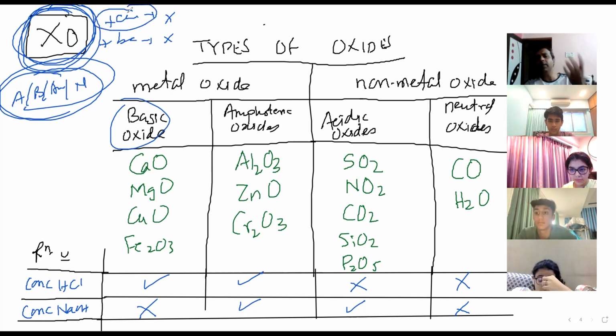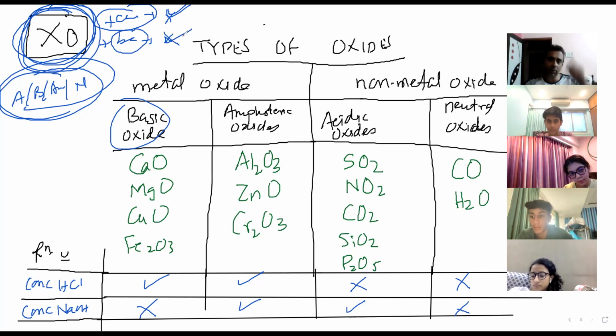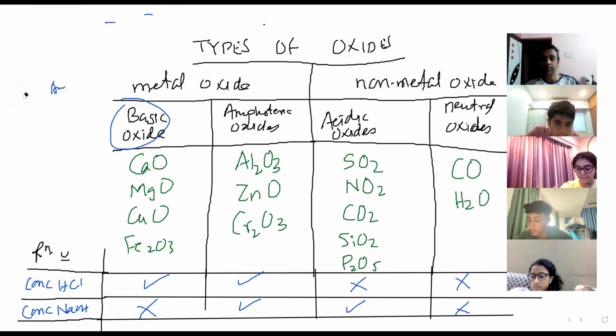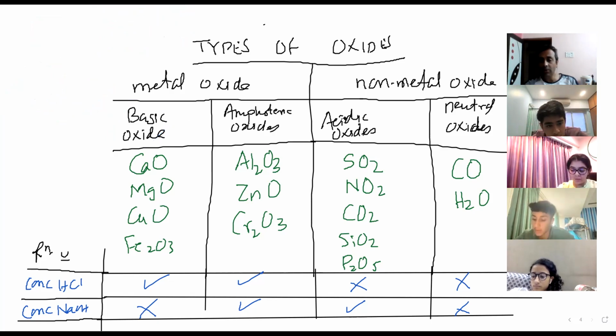So remember that by reaction with any one you can't decide. Only by reacting with acid I can't decide. Suppose it reacted; can I say that it's basic? No, it could be amphoteric also. So I need to check by reacting with base also. If it reacts with base also, then you say amphoteric. If it does not react with base, then you say it's basic. So reaction with acid and base, both are necessary to check the nature of the oxide.